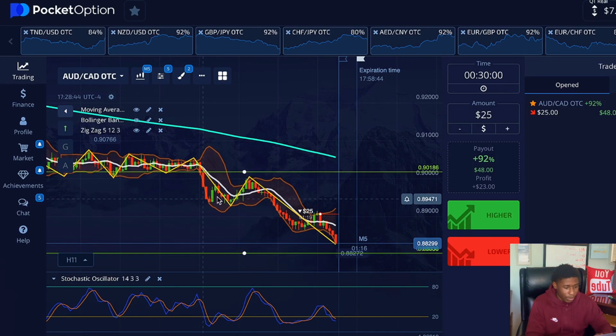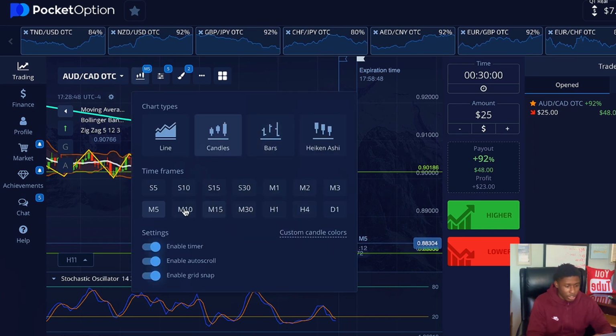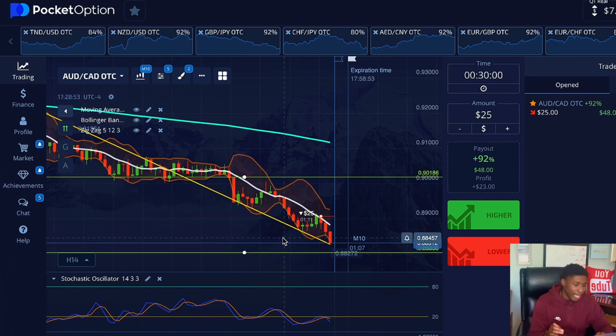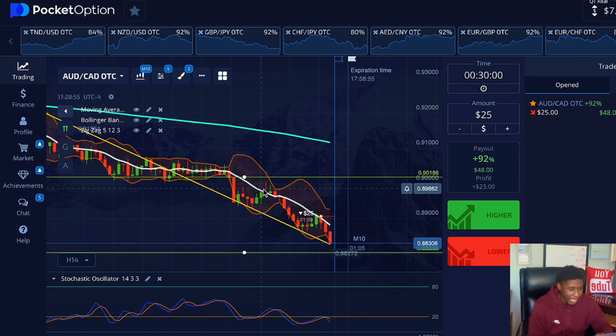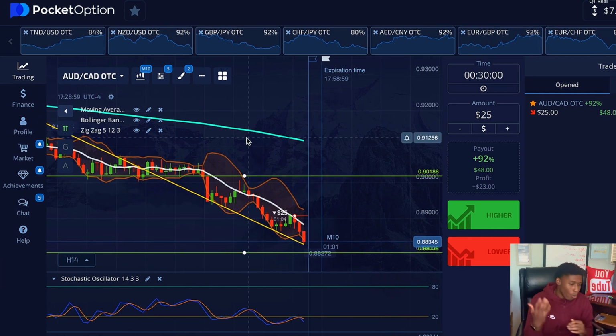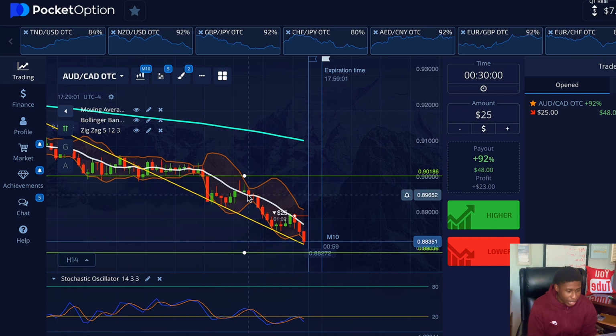Now that I see we're on an overall downtrend all day, I went to the 10-minute, and on the 10-minute I saw that we are touching the white baseline. Laptop finna die, we gotta hurry it up. So we are touching the white baseline, guys, and each time we touch it, we are going down.